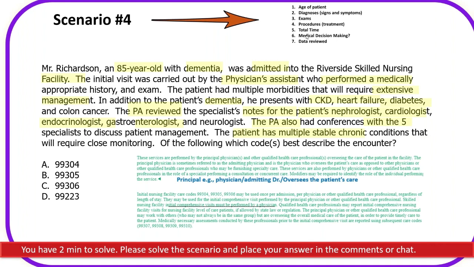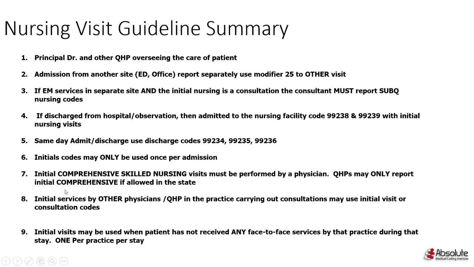So that's all about scenario 4, and let's see what we have next. We are going to provide a summary of the nursing visit guideline. The principal physician or qualified healthcare professional is the one involved in nursing visit services. Admissions from another site, especially the ED or office, are reported separately using modifier 25 on the other visit. If the E&M service is at a separate site and the initial nursing visit is a consultation, the consultant must report subsequent nursing codes.